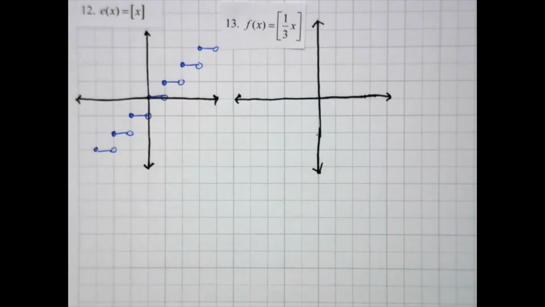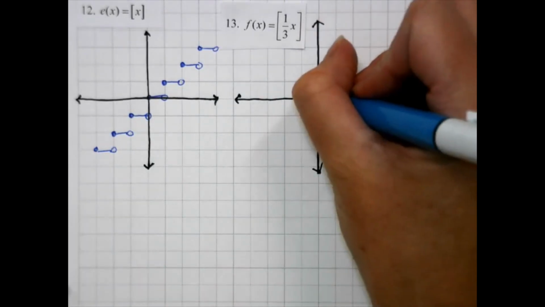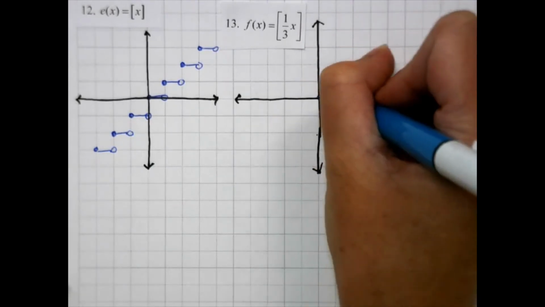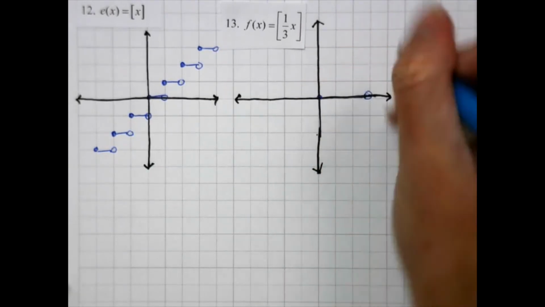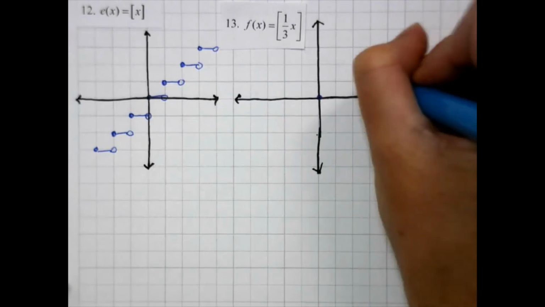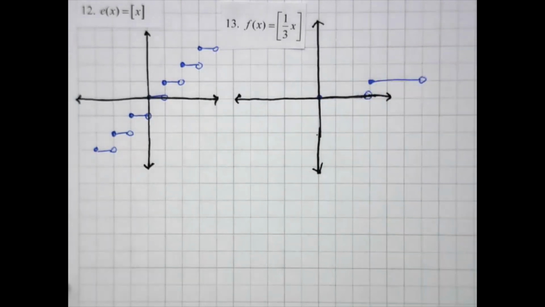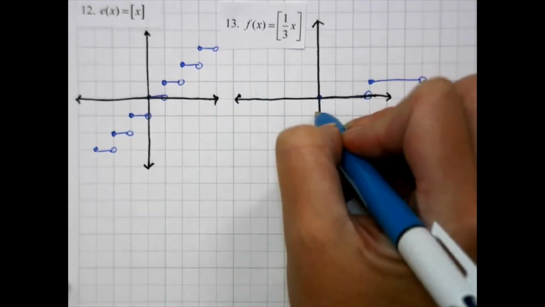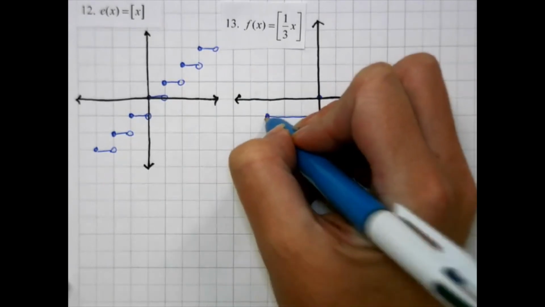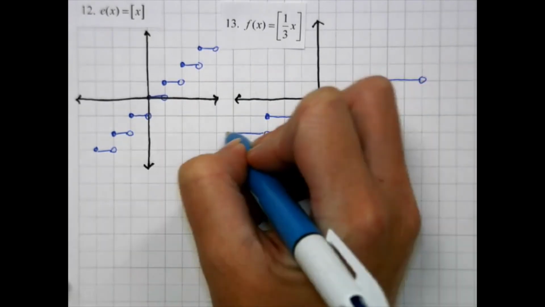This one, we are multiplying by a number less than 1 on the inside. So this is going to be stretched horizontally. So for this one, we're going to start at 0, 0, but this first bar is going to be 3 units long before it jumps up to the next one. 3 units long, 3 units long.